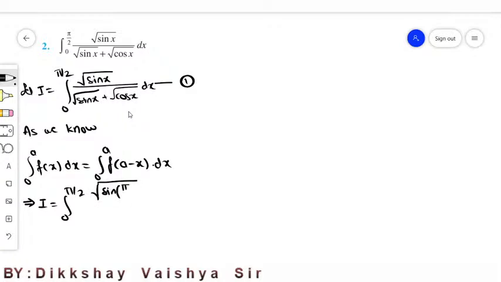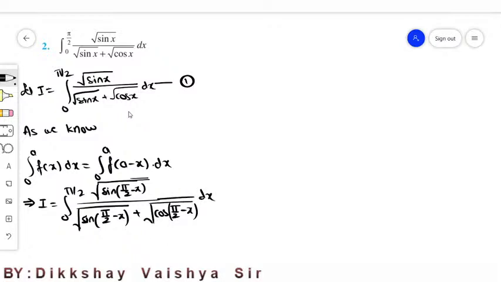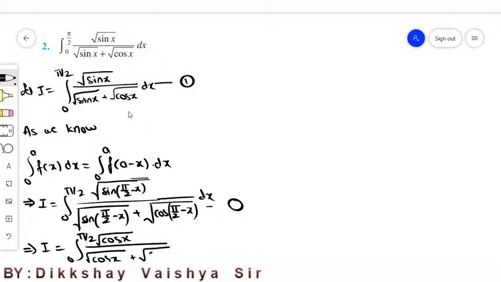साइन पाय बाय 2 मायनस एक्स अपॉन अंडर रूट साइन पाय बाय 2 मायनस एक्स प्लस अंडर रूट cos pi by 2 minus x. Calling this as equation, sorry, not this one, याच्यानंतरची स्टेप येईल 2 म्हणून. So this implies I is equals to integral 0 to pi by 2. Now what can I write here? Sin pi by 2 minus x is cos x. Now obviously it is in root upon under root, this will be cos x plus this will be sin x.